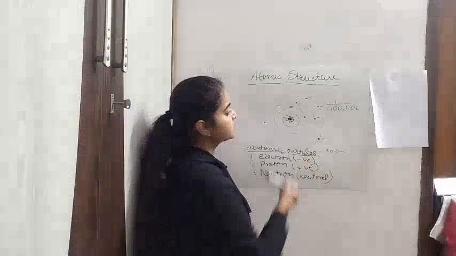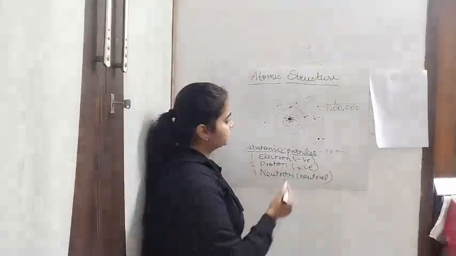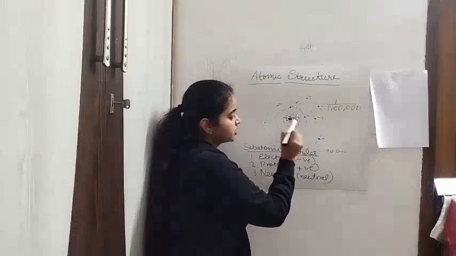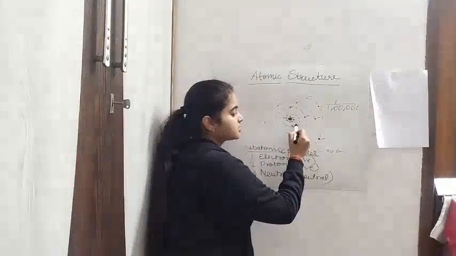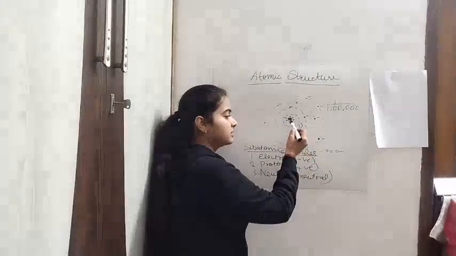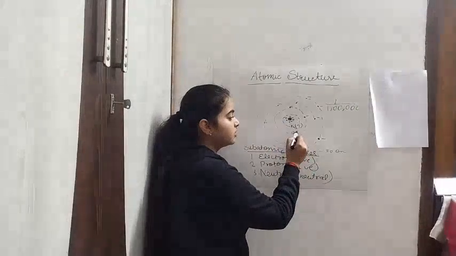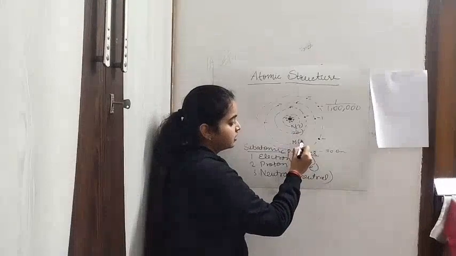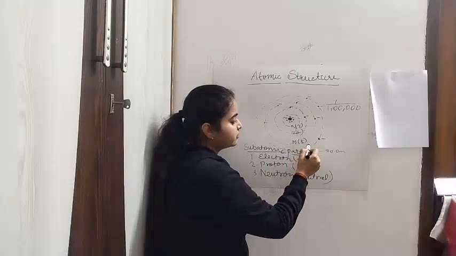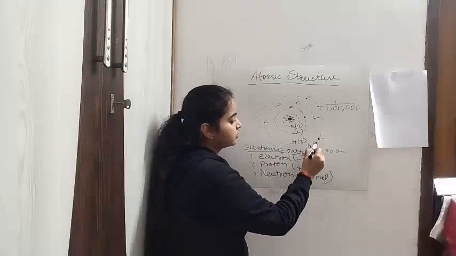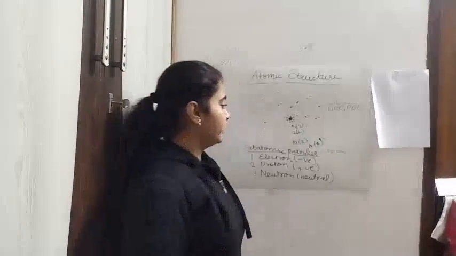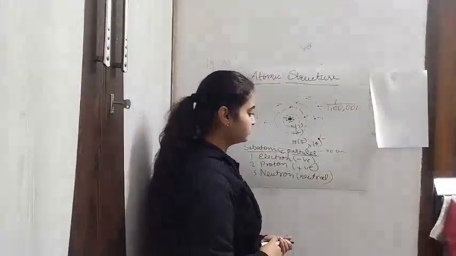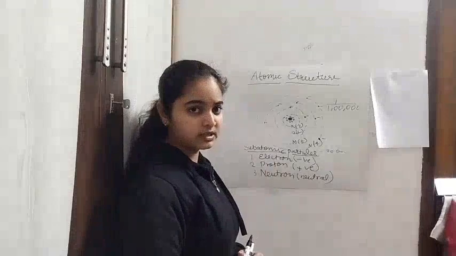So there are some names given to the orbits or shells of this atom. The innermost shell is K shell or the first shell. The second one is second shell or L shell. The third one is M shell or third shell. And the fourth one is N shell or fourth shell. And there can be many shells depending upon the number of electrons. So this was about the structure of an atom.